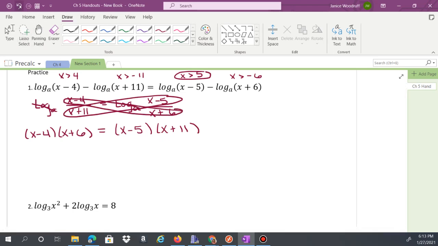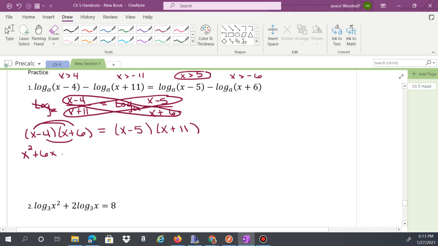That was that circle. Let's refix that. Okay. All right, so that means we've got to multiply everything out. So let's see here. This is going to be x squared plus 6x minus 4x minus 24. So x squared plus 2x minus 24.